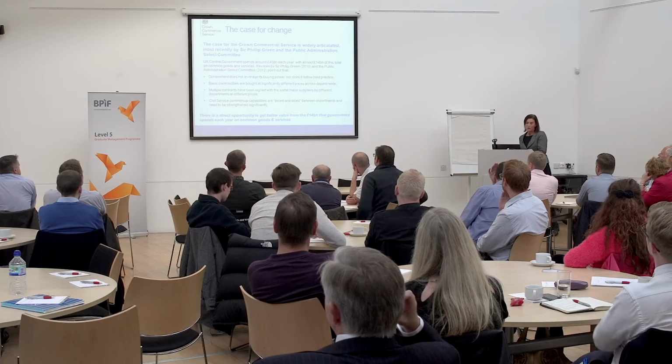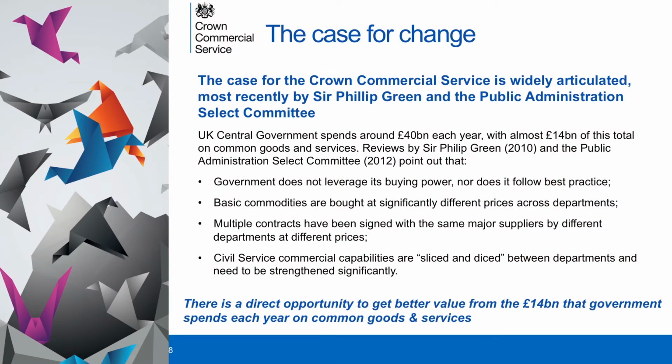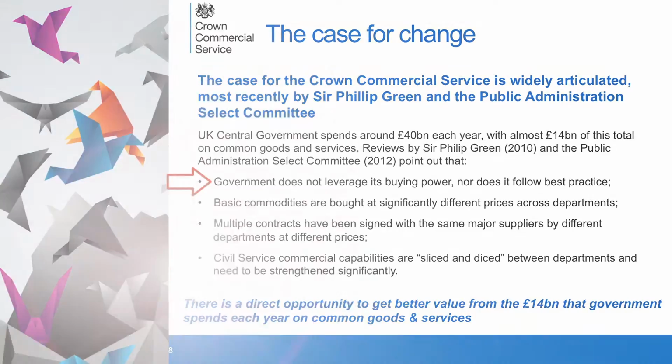Right, I thought I would cover off the Green Review. The case for this came about from the review by Sir Philip Green, when he was asked to look at how government were procuring what was then termed common goods and services. The key findings he came out with were that we're not leveraging our buying power as government, nor do we follow best practice, and we didn't have standard pricing or standard models for what were standard goods and services across government.